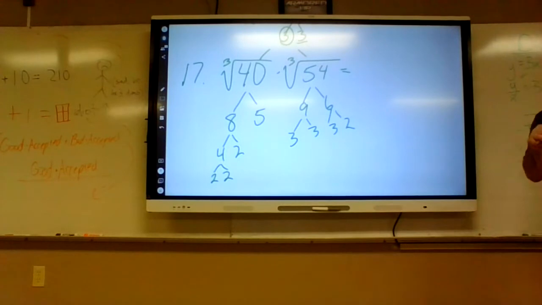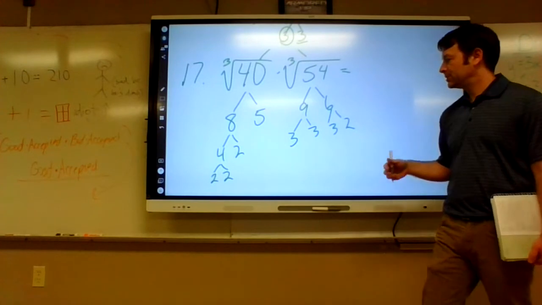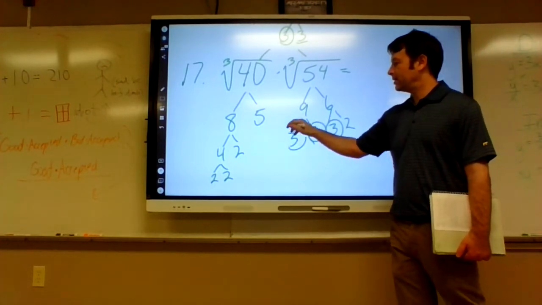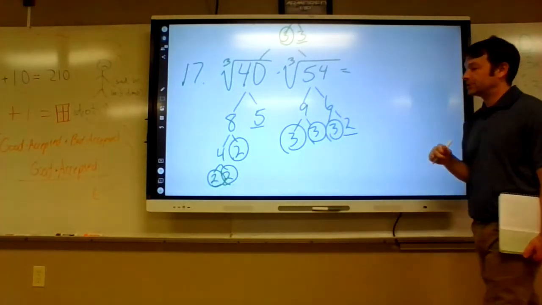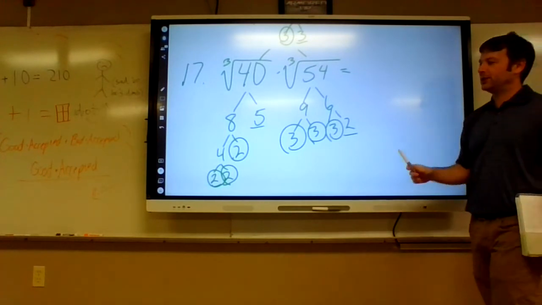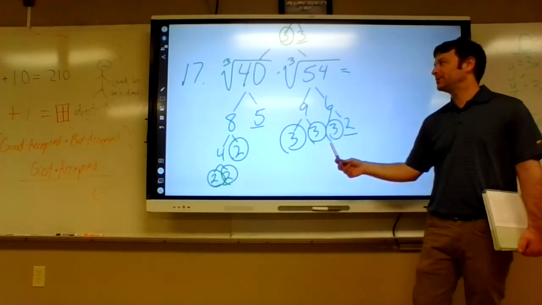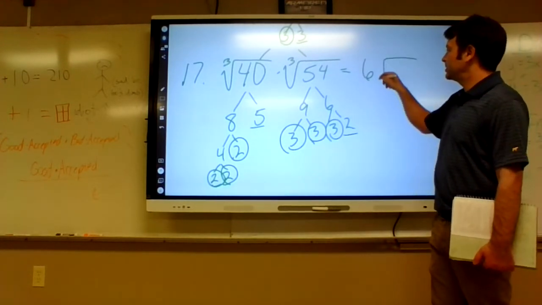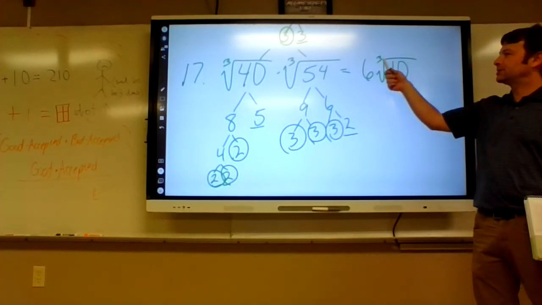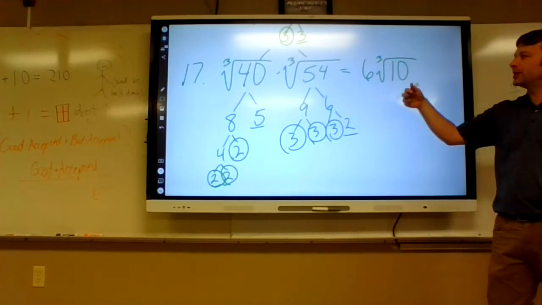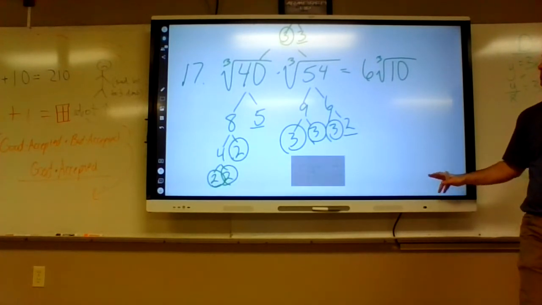Remember we're doing a cube root, which means we need triples. So I see a triple 3 right there, and a triple 2 right here, and I have a couple leftovers. So who knows what's going to go on the outside? 6. A 2 escapes, a 3 escapes. 2 times 3 is 6. What's left on the inside? A 10. Don't forget it's cube root. Remember that warning from last week? Keep the root. You get an F on the test if you don't. Major sad.